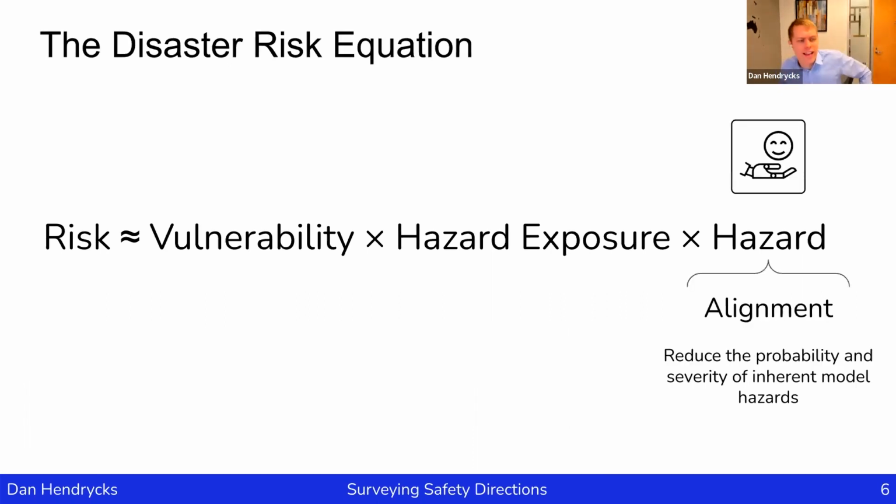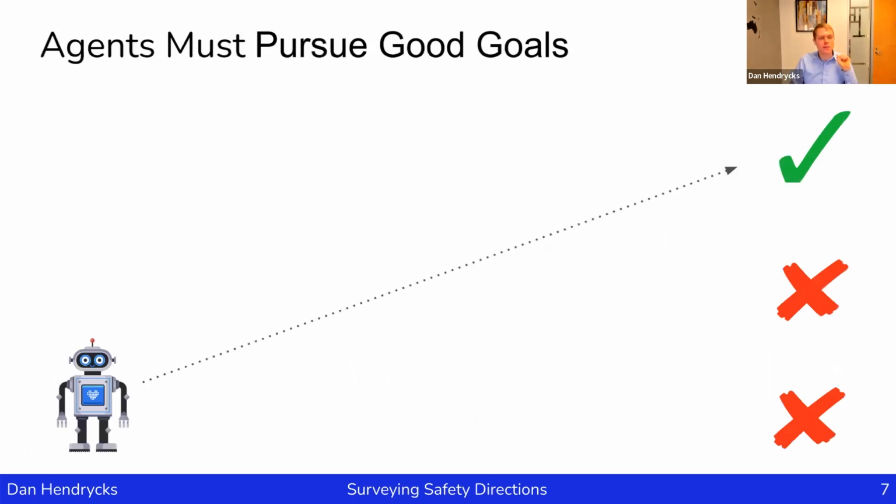Let's take a look at each of these factors. So one is to reduce the inherent hazards of the models themselves. So let's reduce the probability and severity of inherent model hazards. I'm going to call that alignment. And what this looks like is giving AI agents good goals to pursue or having them work in generally beneficial directions in the first place. If they're working toward bad goals, then they're inherently hazardous. And so that's how alignment can fit into this overall risk picture.